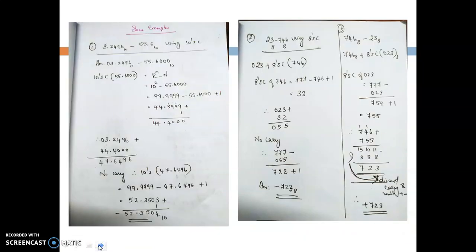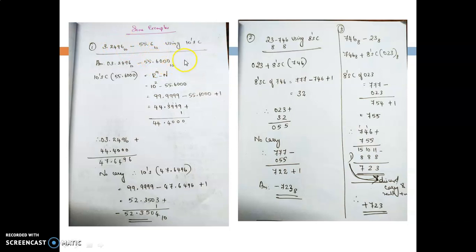So first example is how you will perform 3.2496 minus 55.6 to the base 10 using tens complement. Okay, this is of base 10, so you can perform subtraction using tens complement. So you are making the number of digits of the two numbers same. Here it is two digits for the whole number part. Here it is only one digit, so I am making it as 03.2496 minus 55.6. Here it is four digits, so it is 55.6000.